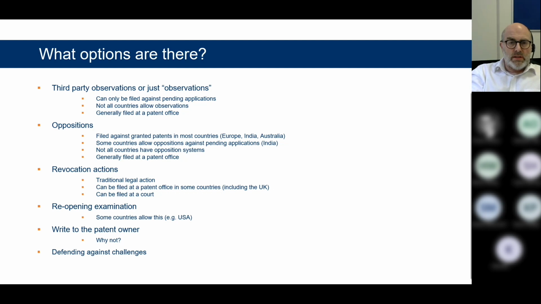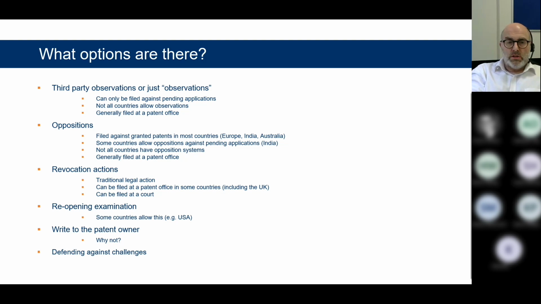The second one is oppositions. These are filed against granted patents in most countries. And a lot of countries have this system. So for example, you can file an opposition against a European patent. You can file oppositions against Indian patents, Australian patents, etc. Some countries do allow formal oppositions against pending applications, and one country that allows that is India. Not all countries have opposition systems. So, for example, the UK and the US don't have opposition systems against granted patents. They have different ways of challenging patents. And they're generally in front of a patent office, as I've said, but again, in some countries, it might be in front of a court.